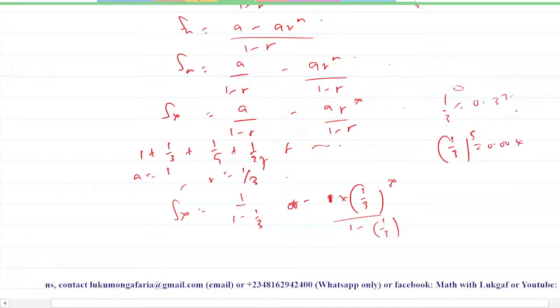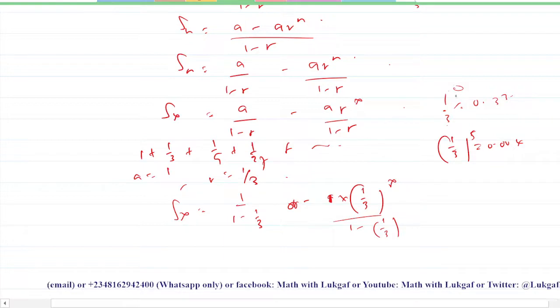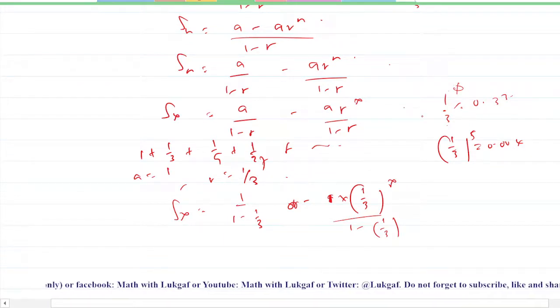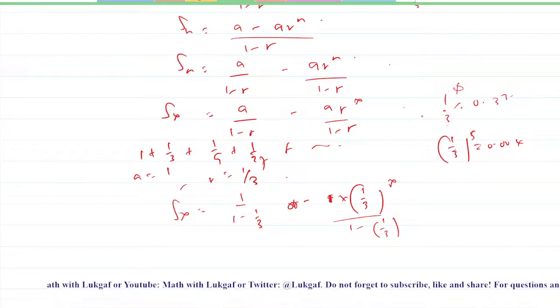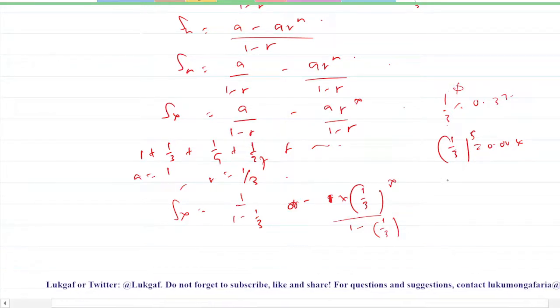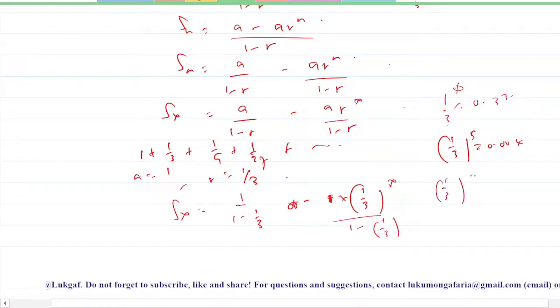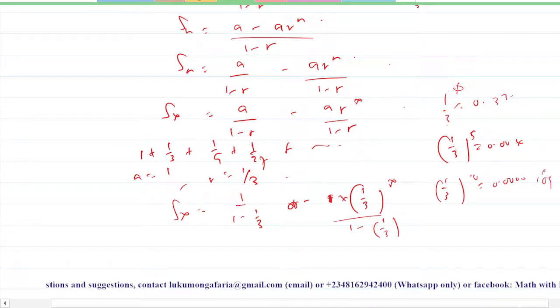0.004. You will see that as the number becomes larger, this raised to power 1, as the number becomes larger, your number approaches what? Your number approaches 0. You understand now? And if you take 1 divided by 3 raised to power 10, that will give you 0.000016. Now you understand. So, what if you now use 100? It will be approaching 0, it will become bigger.